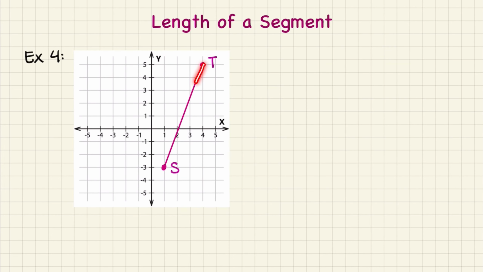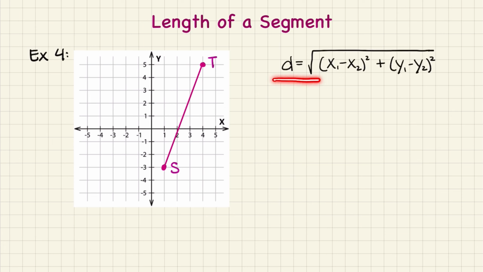Now let's try an example where it asks us to find the length of a segment. Here we're given a segment on the coordinate plane. To find the length, we use the same distance formula that we were using to find the distance between 2 points. So let's first look at what our points are. We have point S, which is at 1, -3, and point T, which is at 4, 5. So let's label our points x1, y1, and x2, y2.